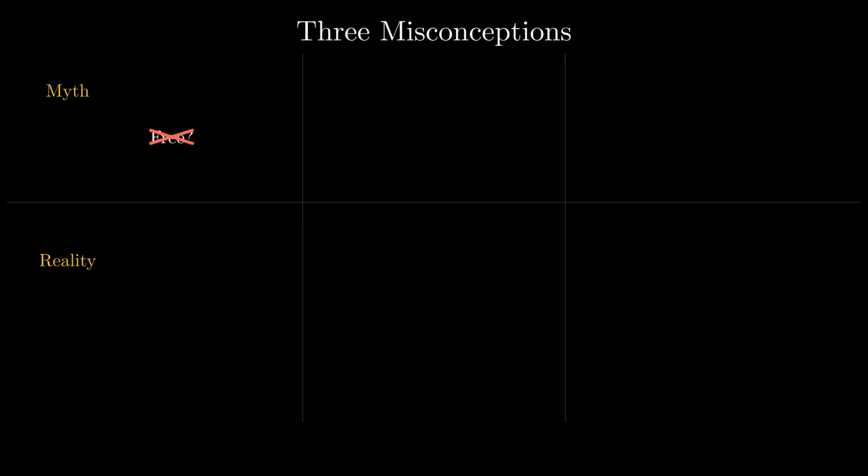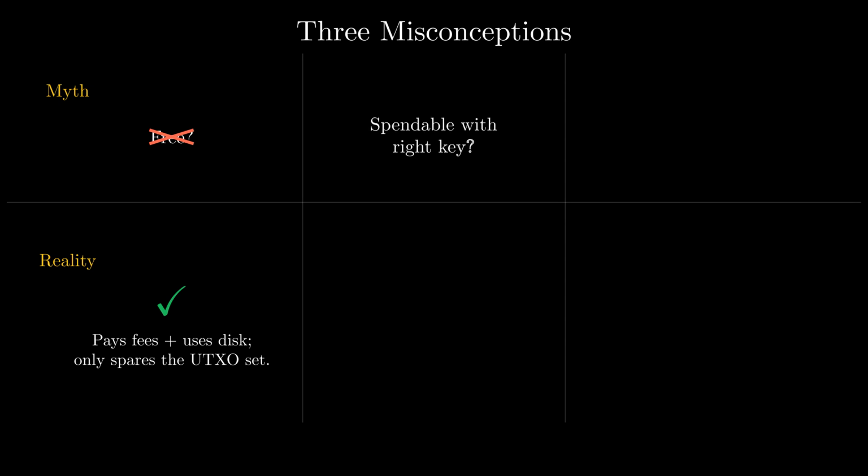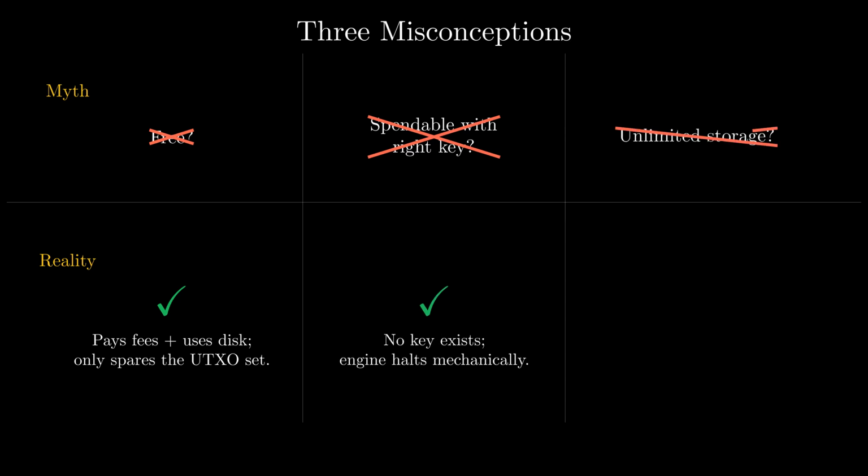Three misconceptions worth killing. First, OP_RETURN is not free. The transaction still occupies blockchain space and still pays miner fees. The savings are specifically to the UTXO set, not to disk or bandwidth. Second, OP_RETURN outputs cannot be unlocked with the right key. There is no key. Failure is built into the script. Third, this is not cloud storage. Standard Bitcoin relay policy caps OP_RETURN payloads historically at 80 bytes, enough for a hash and a small prefix, nothing more.